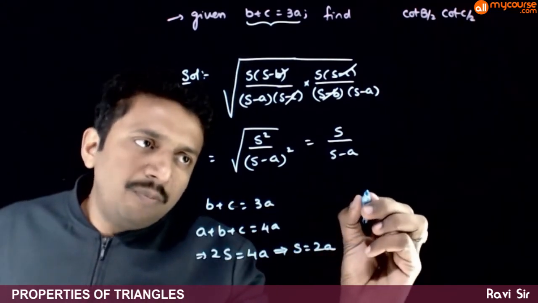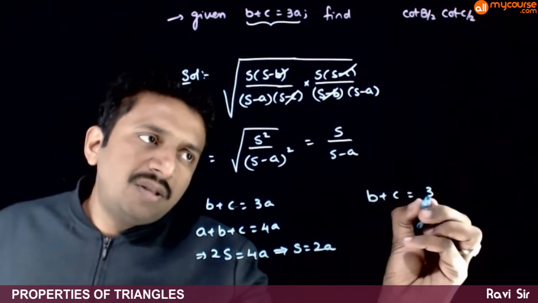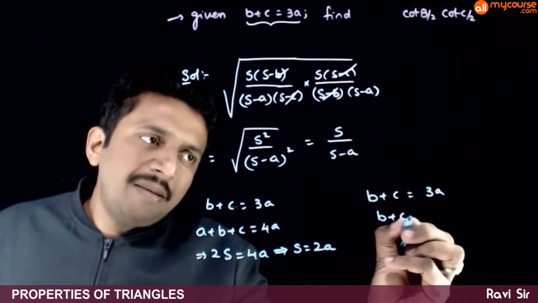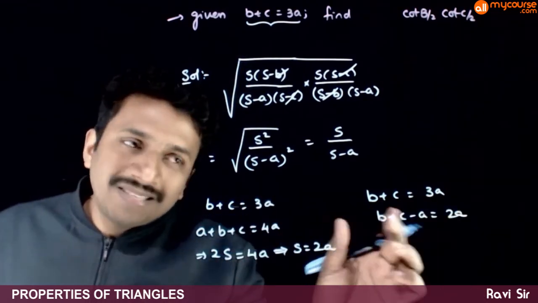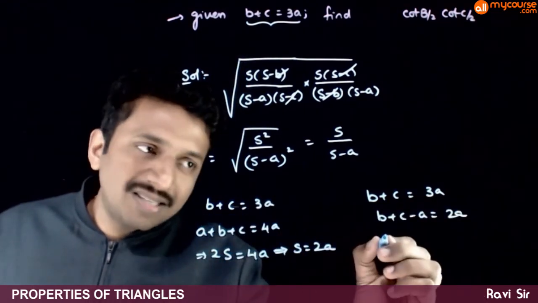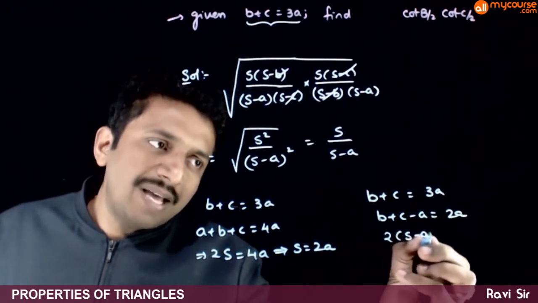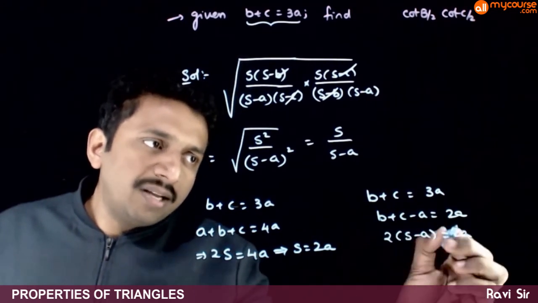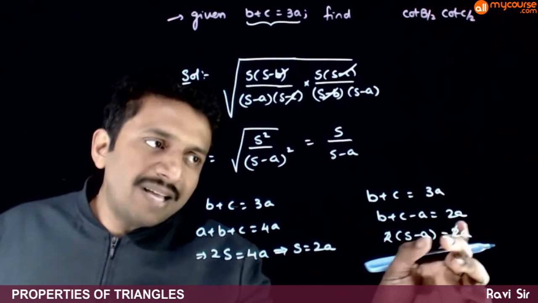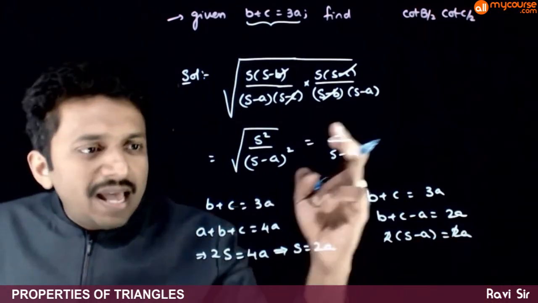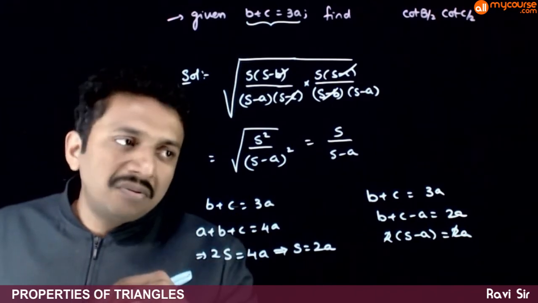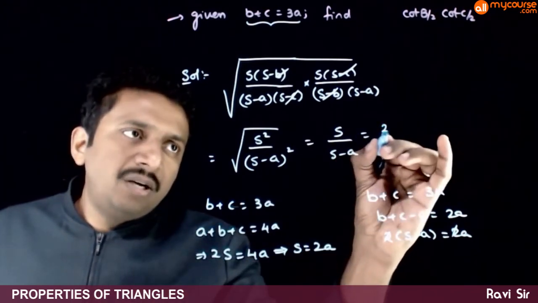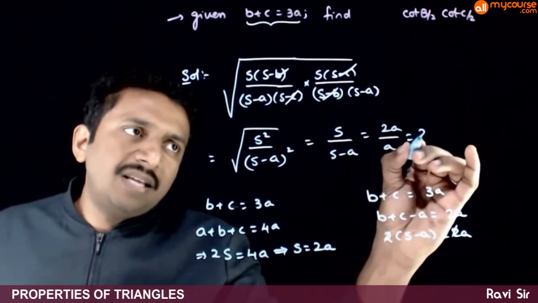Next, B plus C is equal to 3A. B plus C minus A is equal to 2A. So what is B plus C minus A? B plus C minus A is nothing but 2 times S minus A, which is equal to 2A. 2 and 2 get cancelled. So S minus A is equal to A. S is equal to 2A, S minus A is equal to A. So 2A by A is equal to 2.